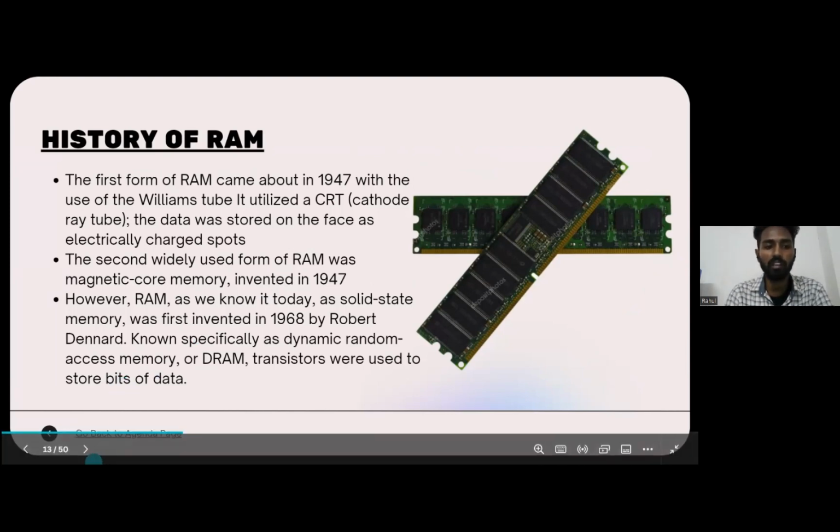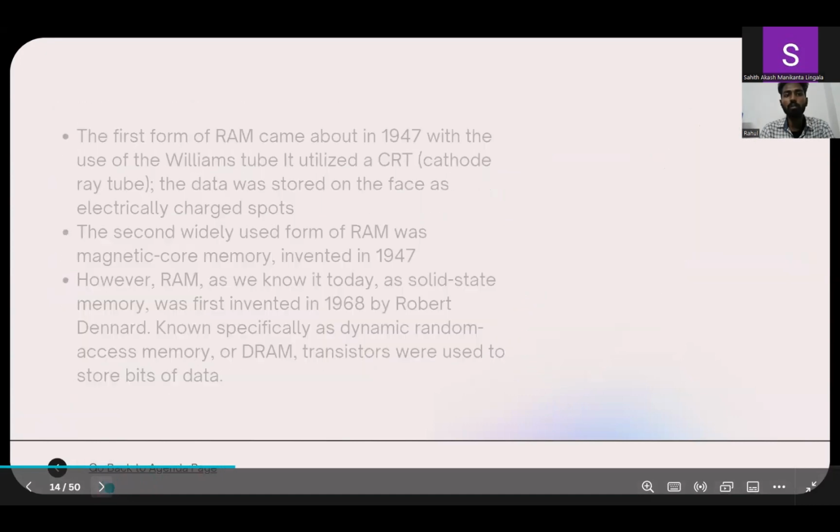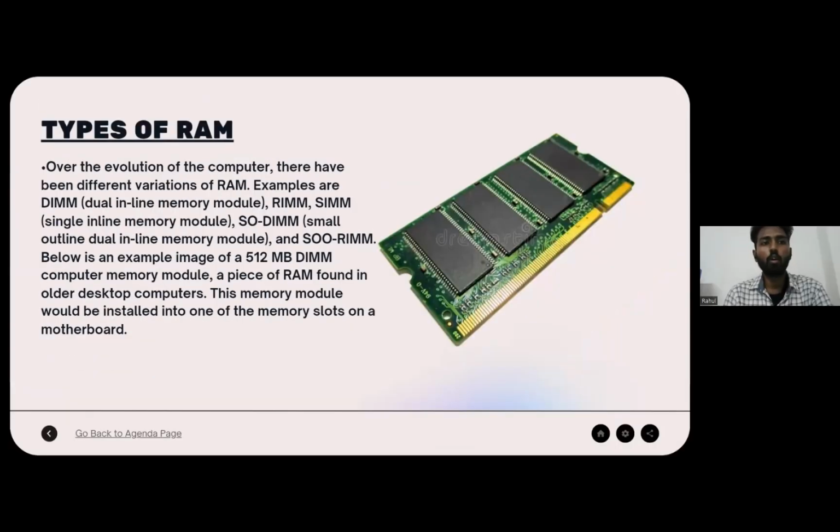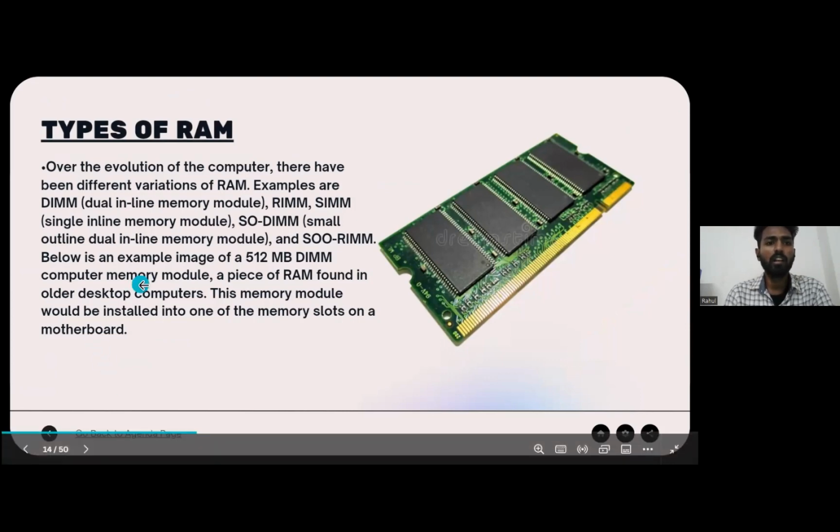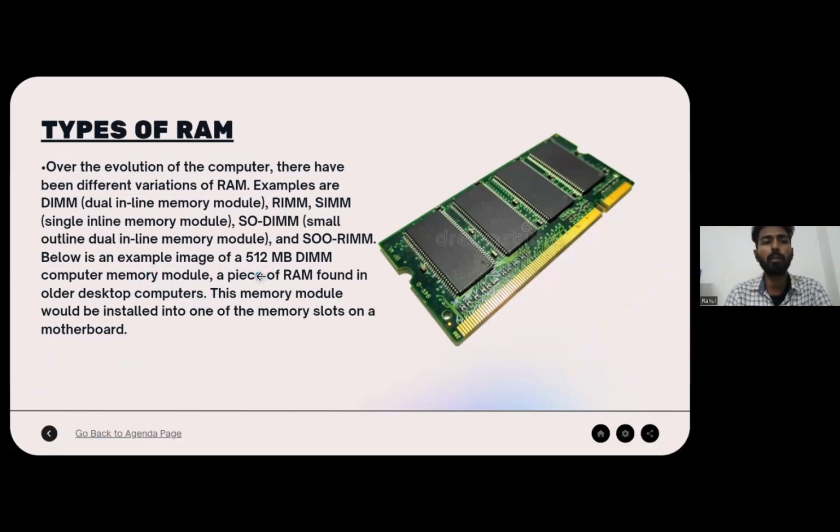Let me move to the next slide, where we are going to see the types of RAM. Over the evolution of computers, there have been very different variations of RAM, such as DIMM, RIMM, SIMM. You can read these lines in the slides, but below you can see an image of a 512 MB DIMM RAM computer memory module, a piece of RAM found in older desktop computers. This memory module would be installed into one of the memory slots on a motherboard.